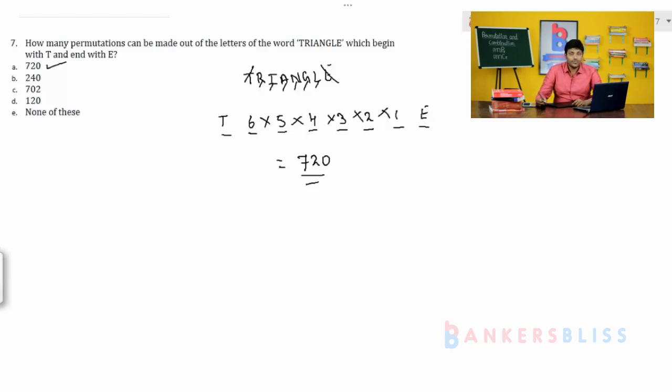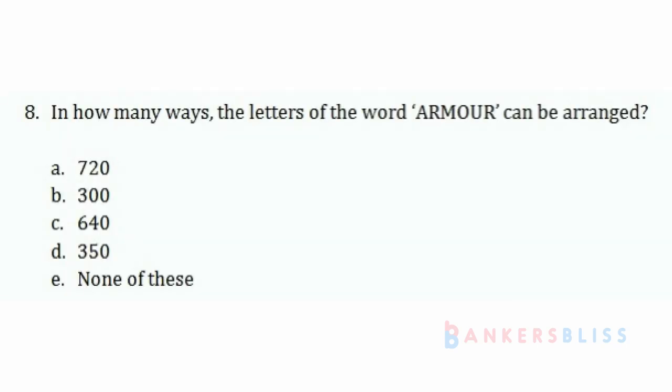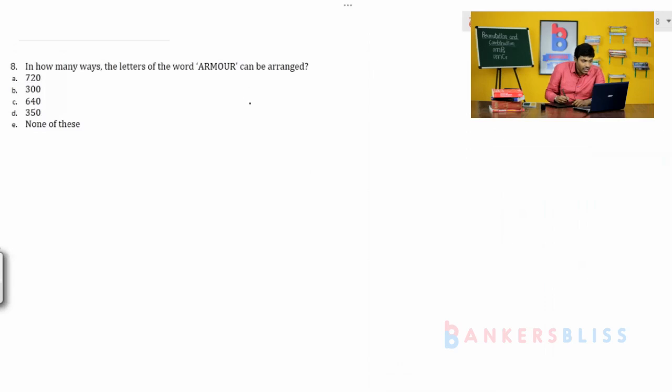Okay, very simple. Let's move on to the next problem, problem number 8. Next, in how many ways can the letters of the word armor be arranged? See here, A, R, M, O, R. Armor can be arranged. So how many letters are there? 6 letters.